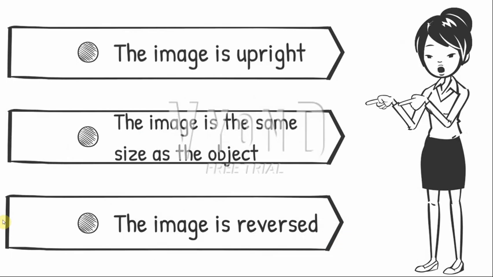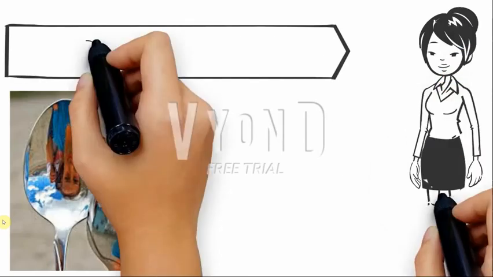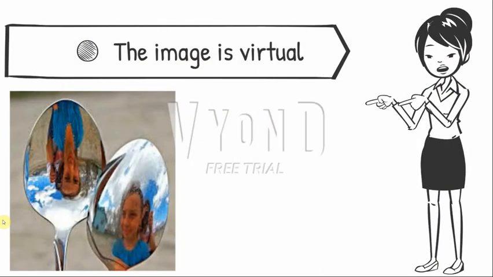Also, the image is reversed. What does that mean? It means that your right is the image's left. The image is virtual. This means that you cannot receive it on a screen or on the wall, which also means that the image seems to be formed inside the mirror.